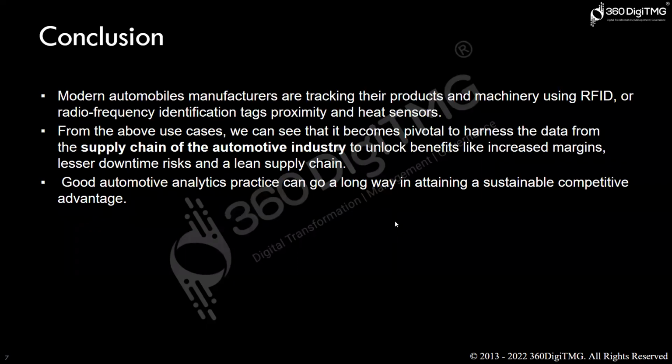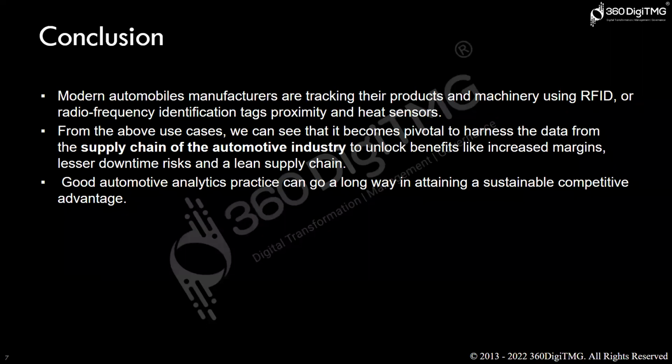So guys, if you ask me what is the conclusion of this automotive topic: modern automobile manufacturers are tracking their products and machinery using RFID. RFID is nothing but radio frequency identification. Using this RFID, we are going to see how manufacturers track their products, and which products they are tracking. And from the above use cases, we can see that it becomes the harness of the data.